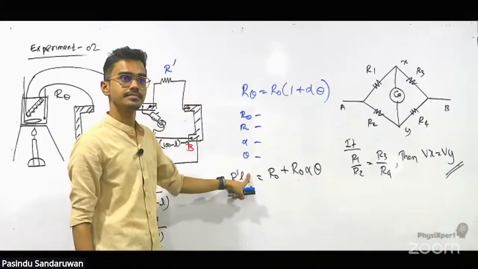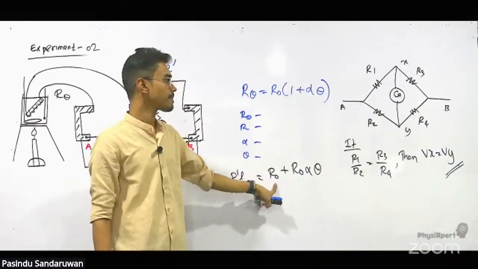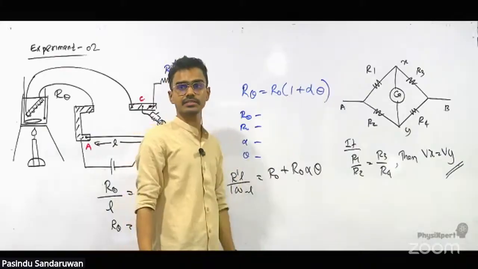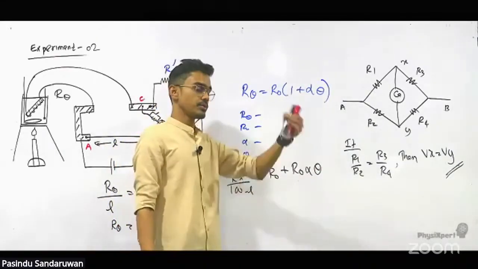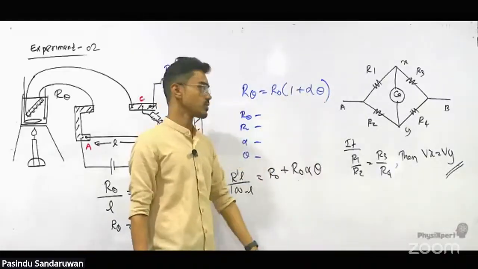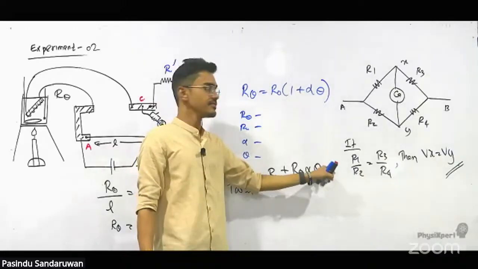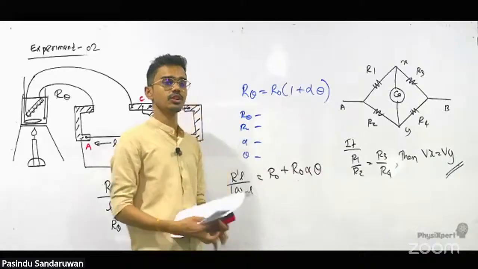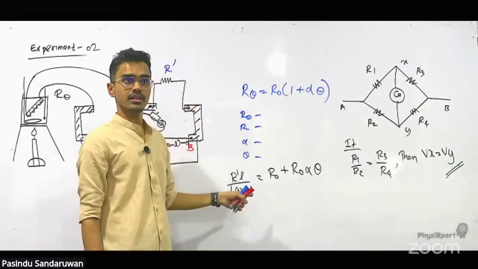L is a variable, right? R naught is a constant, the zero degree resistance, right? And alpha is also a constant, characterizing the temperature coefficient of the given wire. Theta is a variable, and that is what we can change manually. So theta is going to be our x variable. When theta changes, L changes, right?